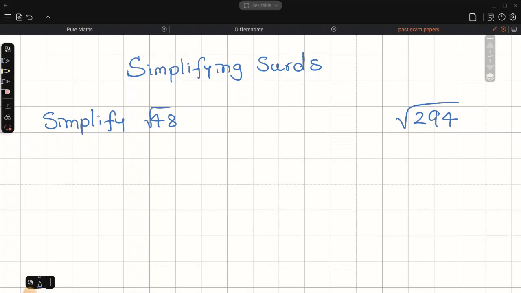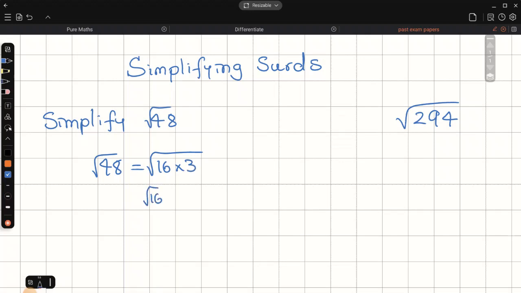So we're going to express root 48 as 16 times 3. What I can do is split this root and express it as root 16 times root 3. We know that root 16 gives us 4, and 4 times root 3 will be 4 root 3. So our final answer will be 4 root 3.